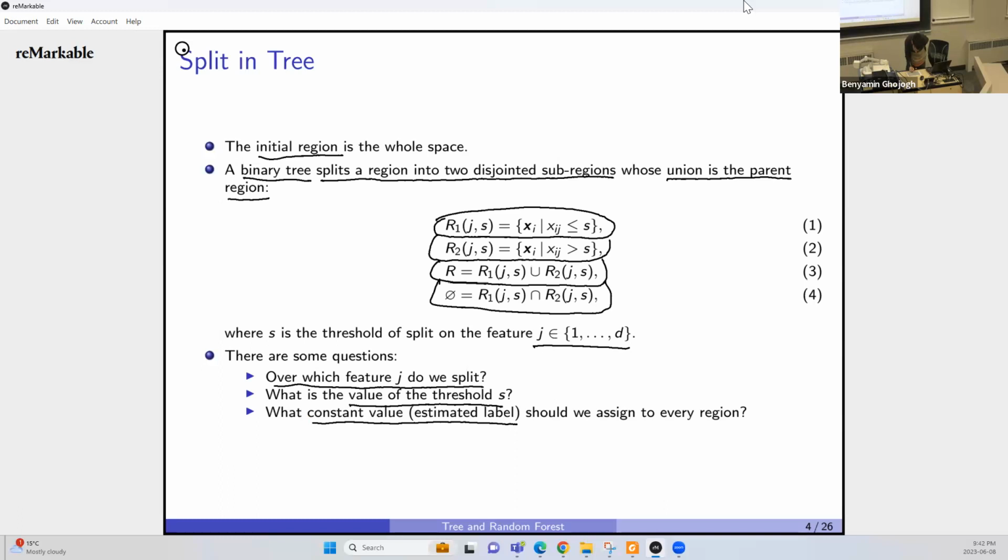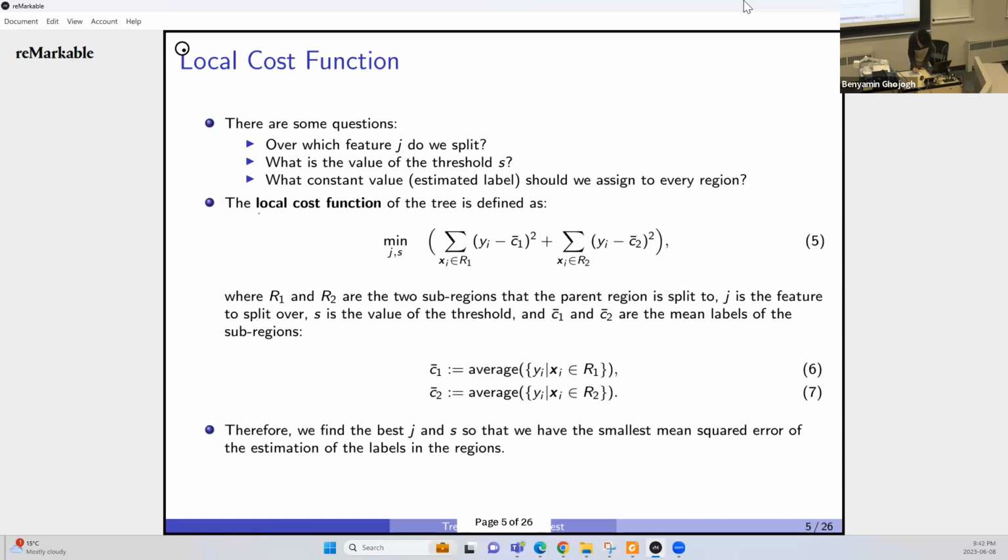What label can I estimate for every region? We are going to answer these questions. Okay, so we define something named local cost function. Local cost. We'll have a global cost function too. Local cost function is this.